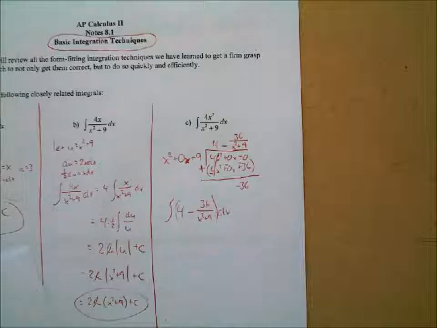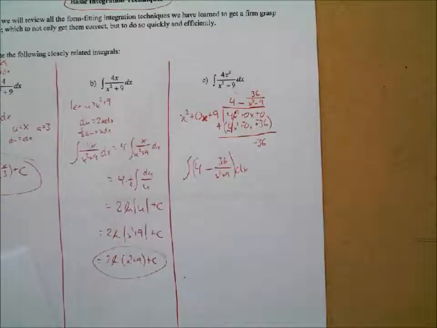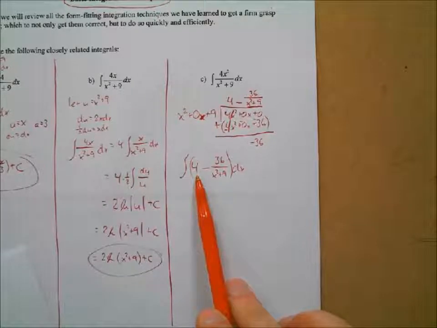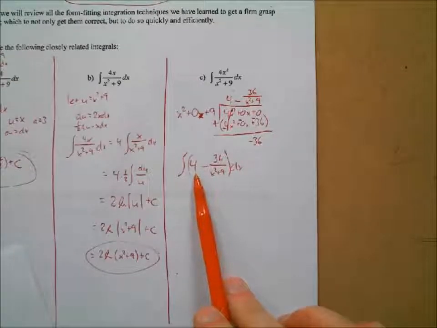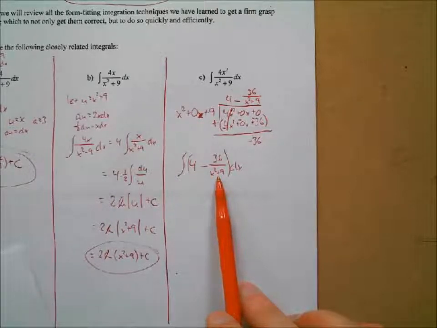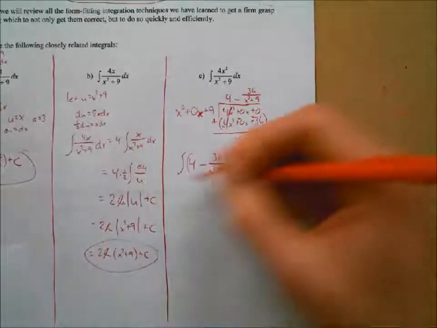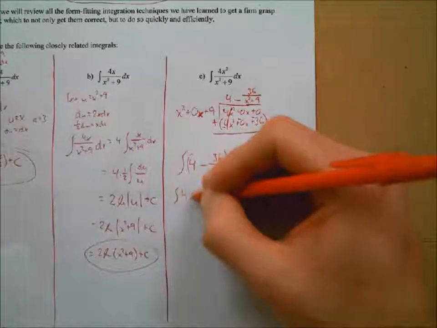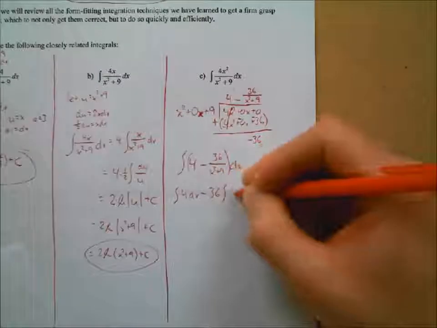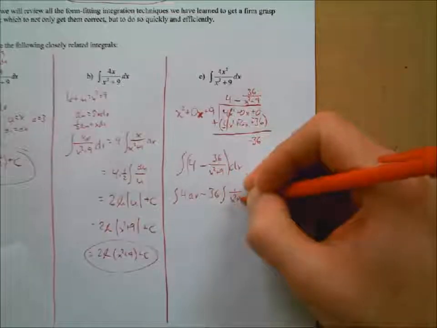And we can integrate 4 easily using our normal integration rules. To integrate this 36 over x squared plus 9, we're going to have to use arctangent again, our friend, arctangent. So we're going to break this integral up, make it the integral of 4 dx minus, I'm going to pull the 36 out front of that integral too, make it 1 over x squared plus 9 dx.